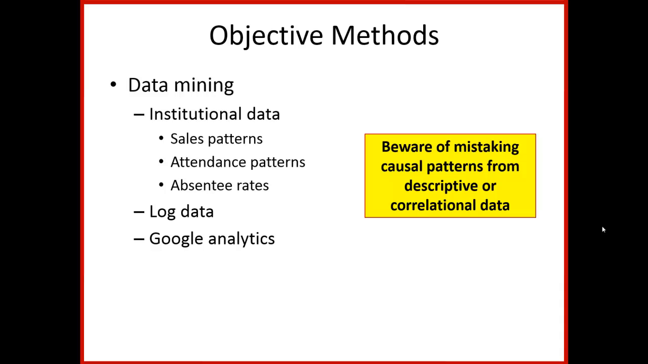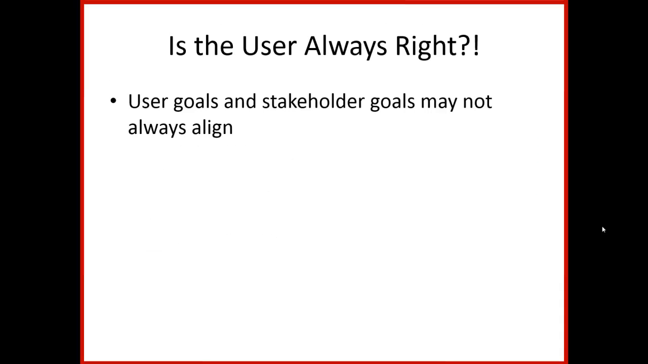Or you might see absentee rates that correlate with poor weather and think that it has something to do with your employees not wanting to come in when it's raining, when in reality maybe public transportation is more likely to be difficult to get or to break down on those dates. So be careful that you don't assume a causal pattern when all you have is correlational data, so you might not know why it's happening.